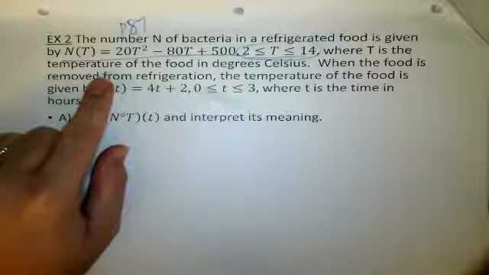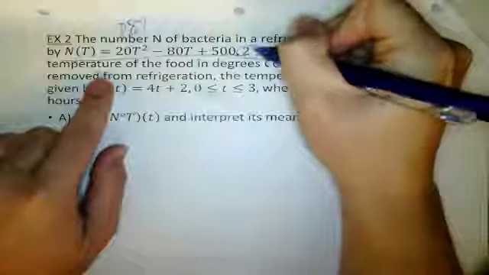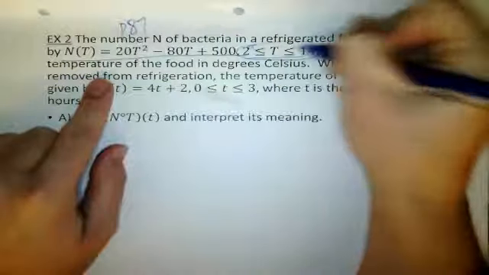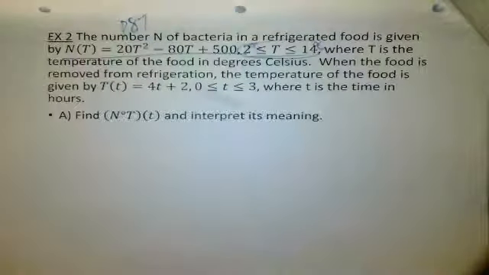Temperature is bigger than you. So again, this is temperature in degrees Celsius. So this is 2 degrees Celsius to 14 degrees Celsius, which is probably like about 33 degrees Fahrenheit to like 60 degrees Fahrenheit. Okay, somewhere around there.